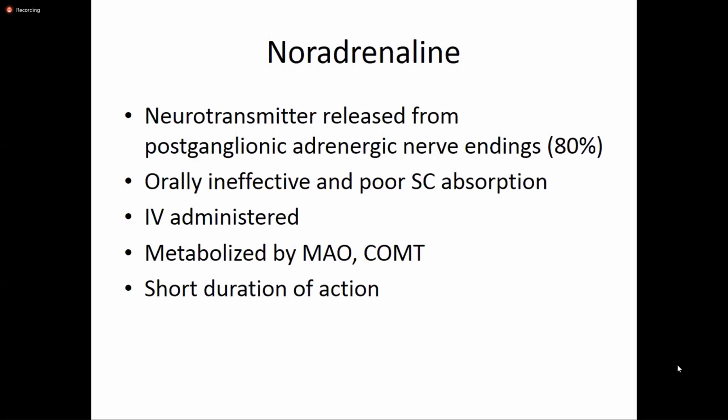And due to this reason, since it doesn't stimulate the beta-2 receptors, it doesn't cause vasodilatation. It causes vasoconstriction, and hence the pressor effect of noradrenaline is more than that of adrenaline, because adrenaline stimulates both alpha-1, which causes vasoconstriction, and beta-2, which is responsible for vasodilatation of the blood vessels, whereas noradrenaline is only responsible for vasoconstriction. Hence the pressor action of noradrenaline is more than that of adrenaline.